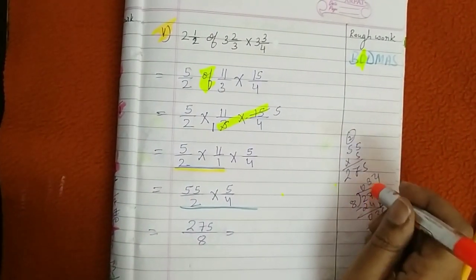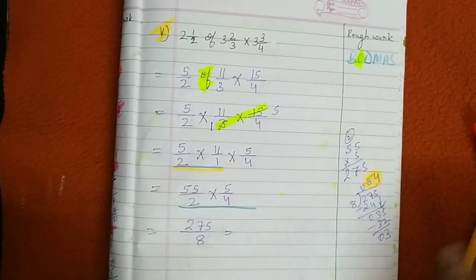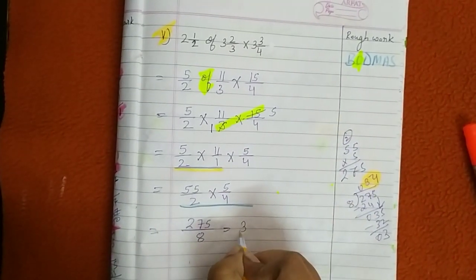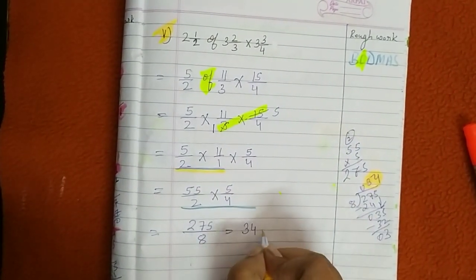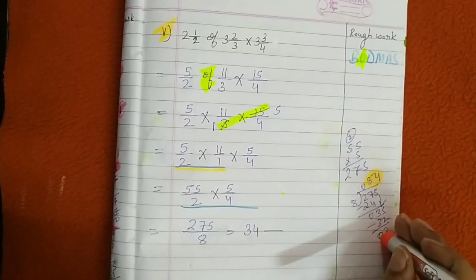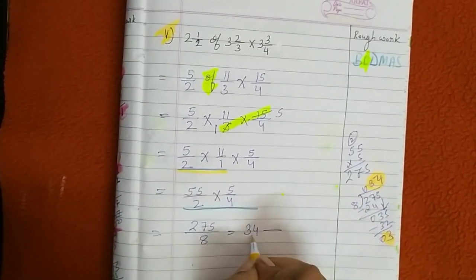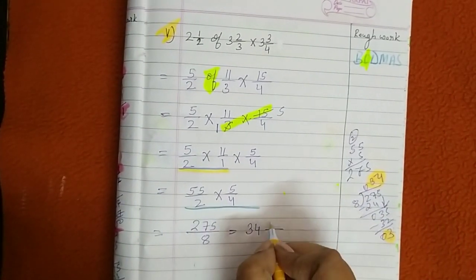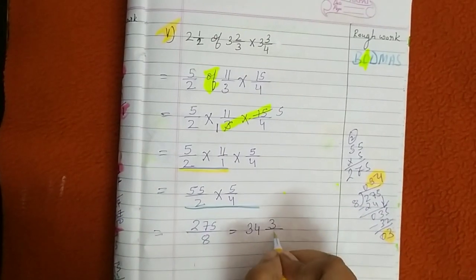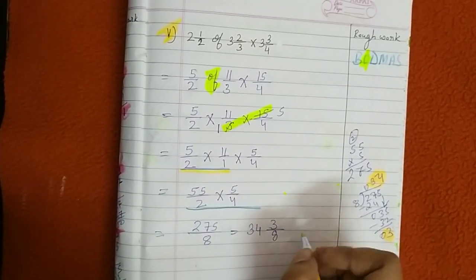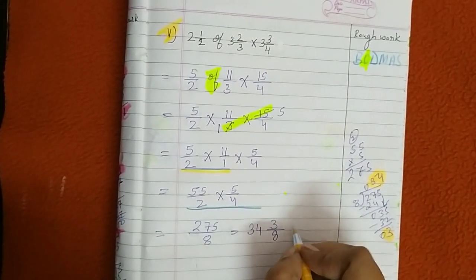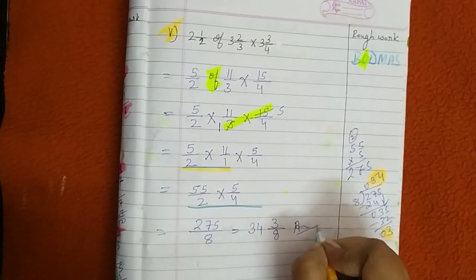This quotient will be the whole number. So 34 is the whole, and this remainder 3 will be the numerator. Okay, so this quotient will be the whole number. This remainder 3 will be the numerator, and the divisor 8 will be the denominator. Is it clear? So this is our answer.